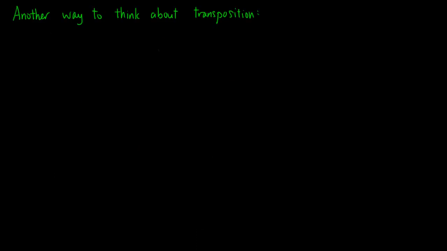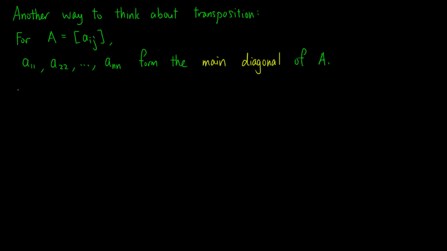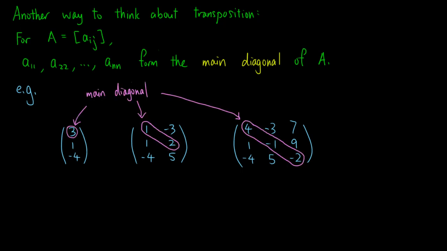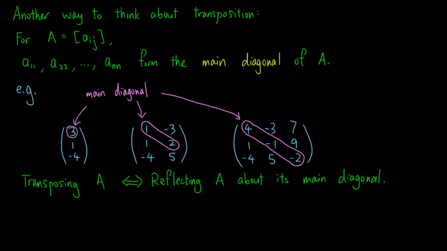There is another way to think about transposition. For a matrix A with entries a_ij, the entries a_11, a_22, up to a_nn form the main diagonal of A. For example, for these 3 matrices, the main diagonal entries are the ones circled. In this case, transposing A is the same as reflecting A about its main diagonal. We can use these 3 matrices to illustrate.